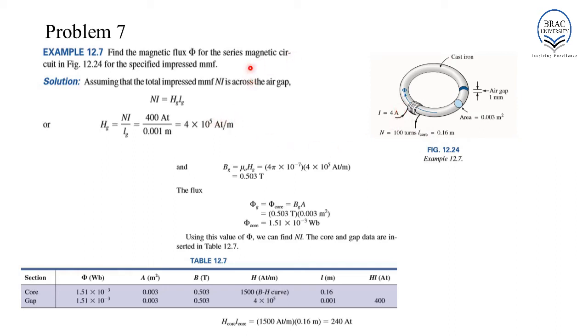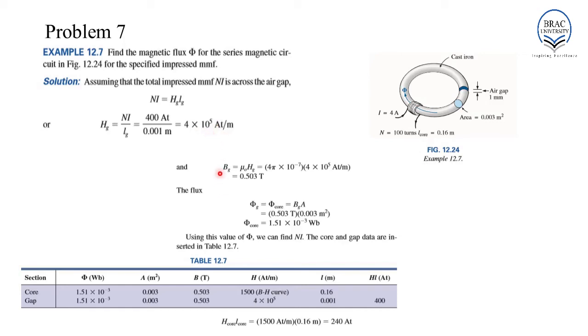At first, we assume that the total impressed MMF is across the air gap. That is, the rise in MMF over here will eventually drop off through the air gap. Thus, Ni will be equal to Hg Lg. Using the values given in the question, we can determine Hg, which will be equal to 4 times 10 to the power 5 ampere turns per meter.